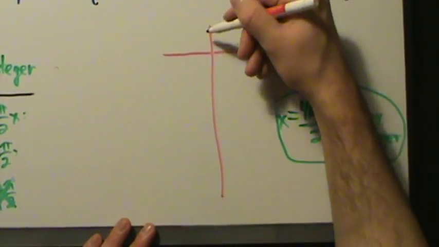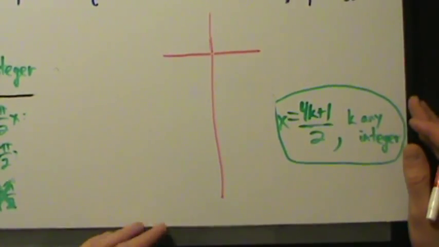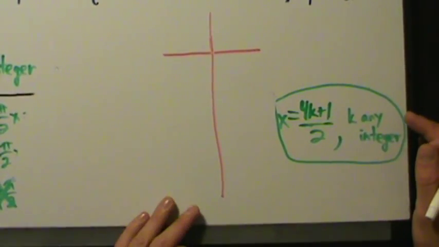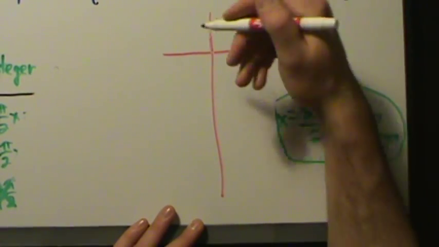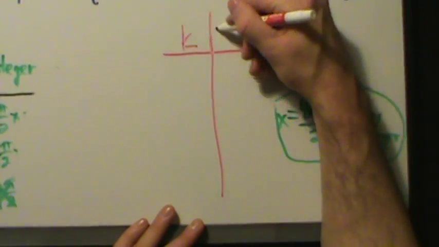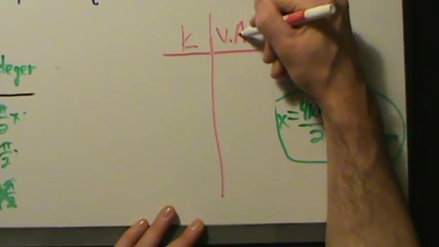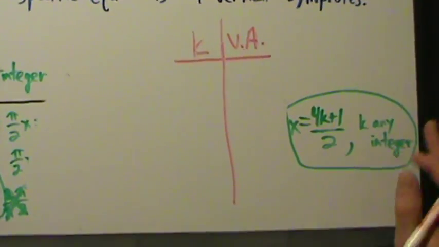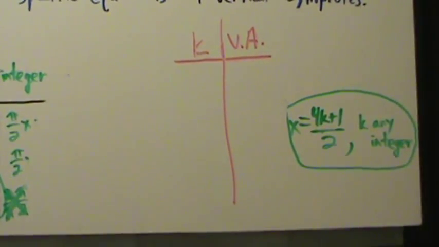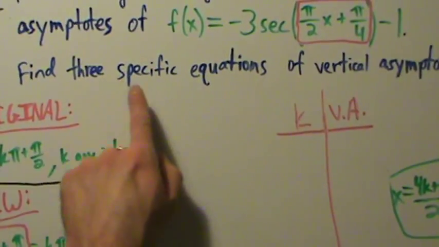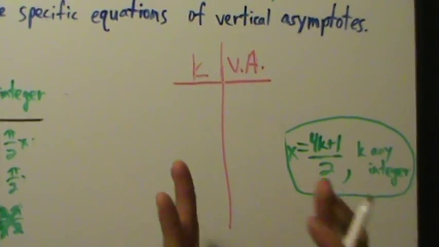Okay, so we've been using k equals -1, 0, and 1. We used -2, -1, 0, 1, and 2 in the first example. So let's use some different values. Not terribly different values, but we'll say k over here, and then VA for vertical asymptote here. Okay, so -1, 0, and 1 are great examples to use, but we don't have to use those. It says find 3 specific equations of vertical asymptotes. We can pick any 3 values of k we want.